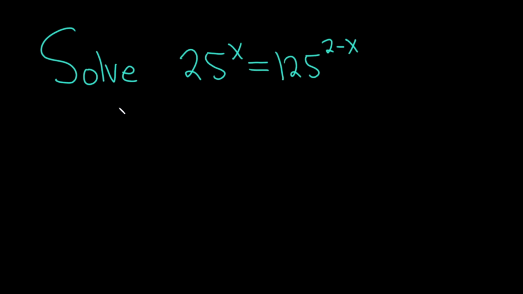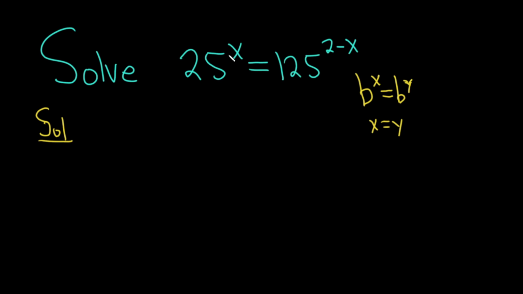Solve 25 to the x equals 125 to the 2 minus x. Solution. In this problem, we have an exponential equation, and it appears that maybe we can write both sides using the same base. That is really useful because if you ever have b to the x equals b to the y, what you can do is you can drop the bases and you just get x equals y. So super useful formula. So here we have 25 and 125.